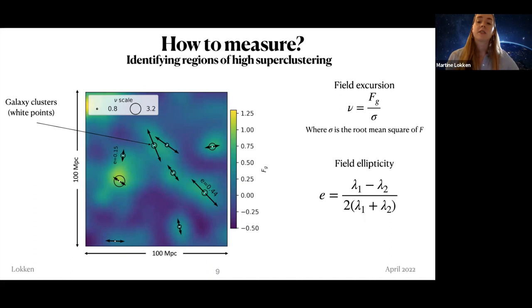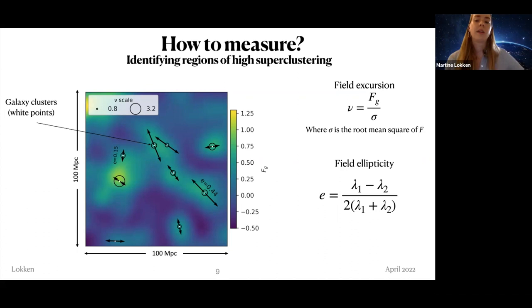In this plot here, the white points are galaxy clusters from the DES RedMaPPer catalog. The circles surrounding those points are scaled by the nu property. It's basically a measure of the overdensity, with respect to the root mean squared of the field. Then we also have this ellipticity property, e, which depends on the difference between the eigenvalues and basically scales with the elongation of the field at that point. By using these two properties together, we can define regions of high superclustering as regions that pass some threshold in both nu and e.